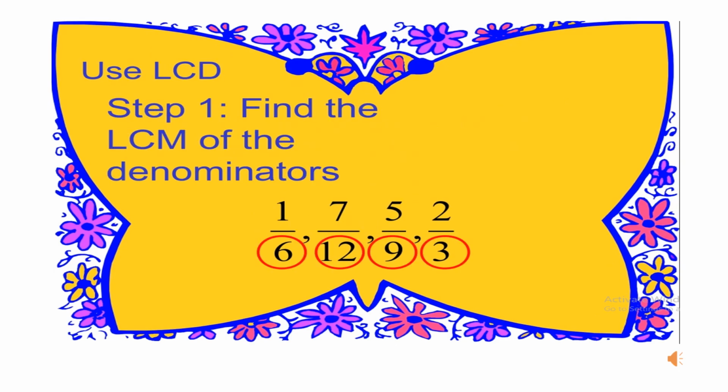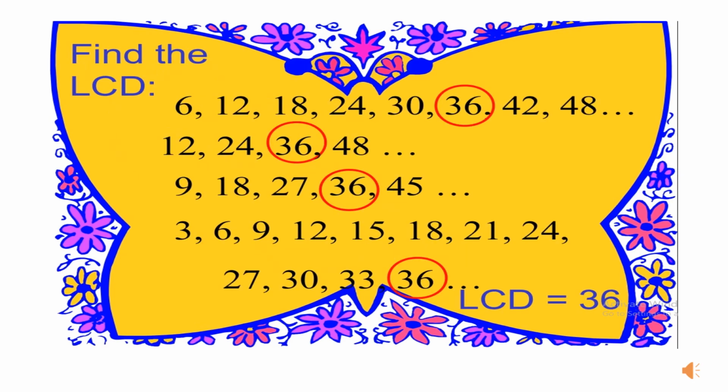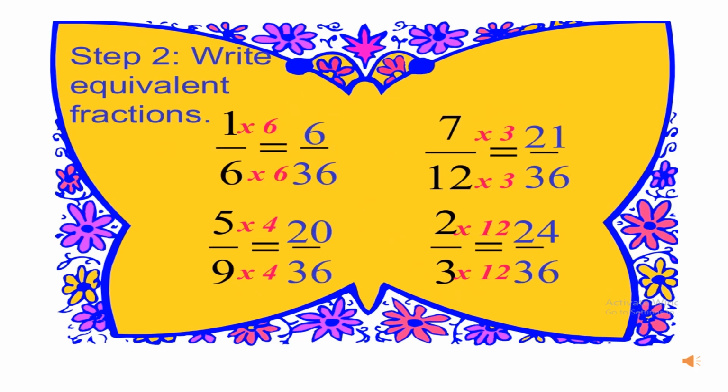Find the LCM of denominators 6, 12, 9 and 3. Children, you are familiar in finding LCM using multiple method. Here LCM is 36. In order to get 36 as denominator, we will multiply the fraction 1 by 6 by 6 to both numerator and denominator. Here 1 times 6 is 6, 6 times 6 is 36. The equivalent fraction of 1 by 6 is 6 by 36.